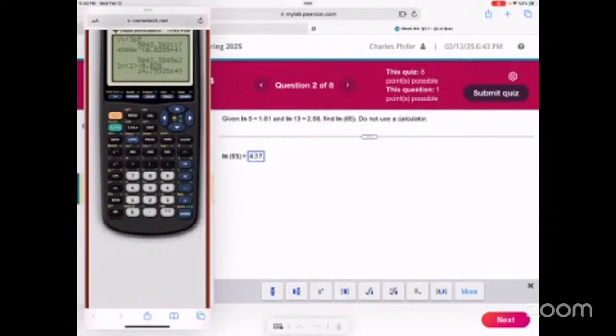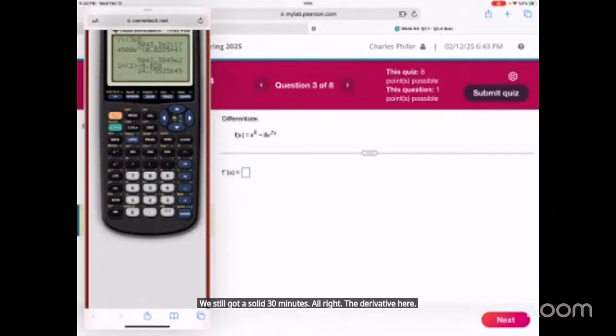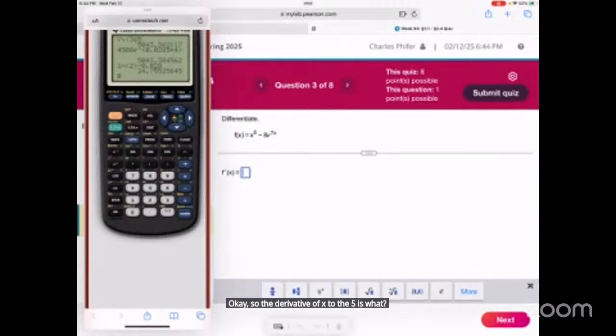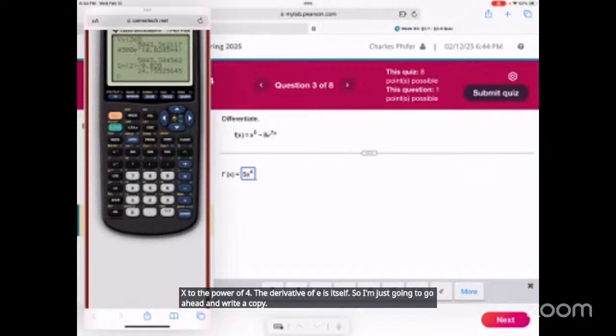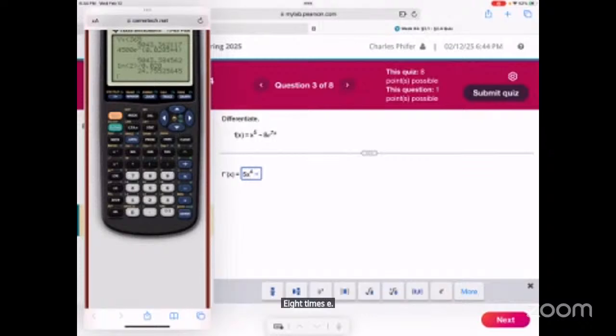All right, the derivative here. Okay. So the derivative of x to the 5 is what? 5x to the power of 4. The derivative of e is itself. So I'm just going to go ahead and write a copy. 8 times e to the power of 7x.